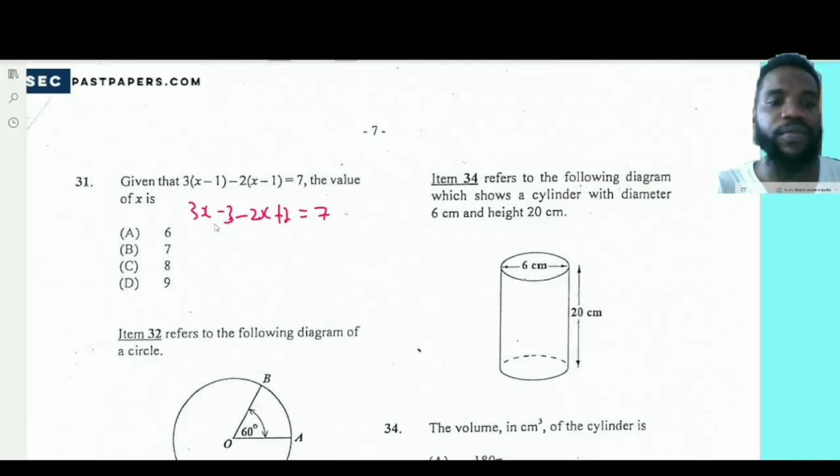Now 3x minus 2x is just x. And negative 3 plus 2 is negative 1 equal to 7. So I'm going to bring over the 1. It becomes 7 plus 1, which is equal to 8. So it's C, as in cat.